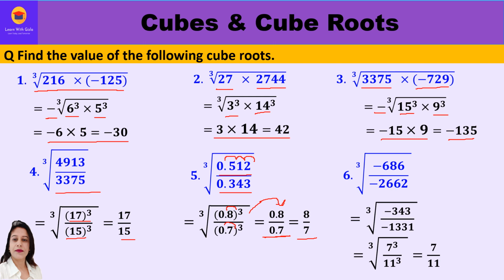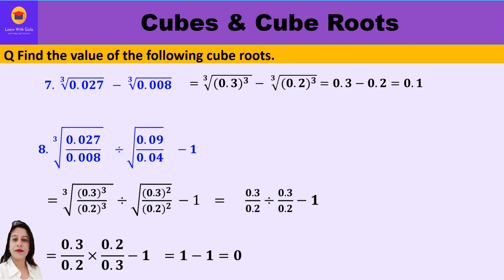Now sixth question, cube root of minus 686 upon minus 2662. Now we can simplify it by dividing by 2. So we shall get minus 343 upon minus 1331. Further we can cancel out these minus signs. Now 343 is 7 cube, 1331 is 11 cube. The cube root of 7 cube upon 11 cube is 7 by 11. So this is the answer.